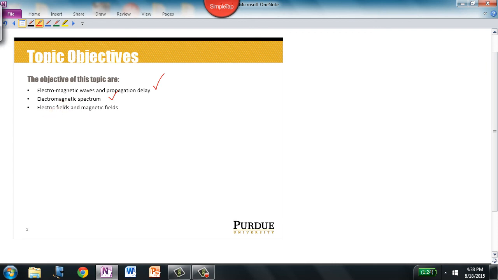So the description of these electric and magnetic fields, stationary fields, is of fundamental importance to our understanding. Those are the 3 learning objectives we'll cover today.